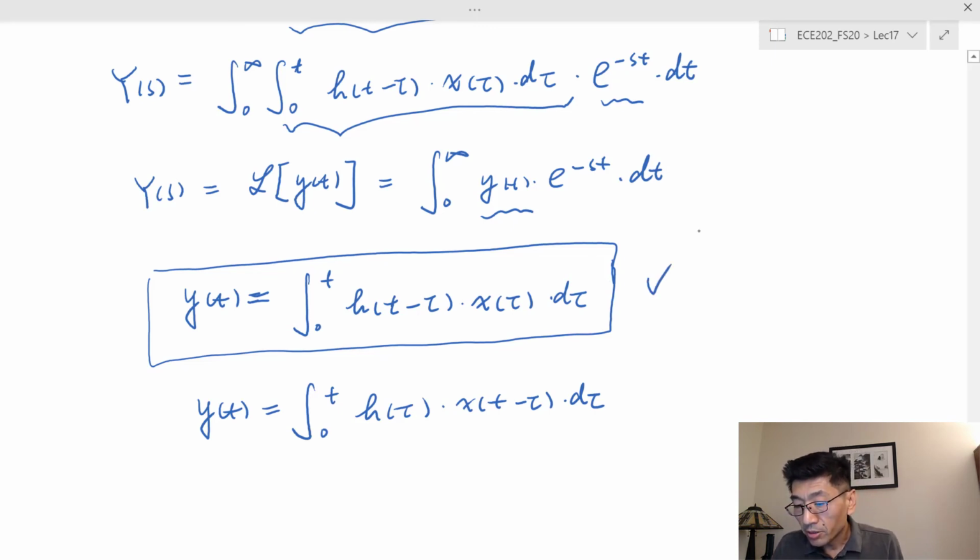In the next clip, we're going to look at an example of how we actually carry out this convolution integral. I'll see you in a moment.